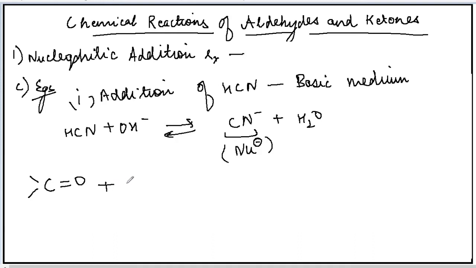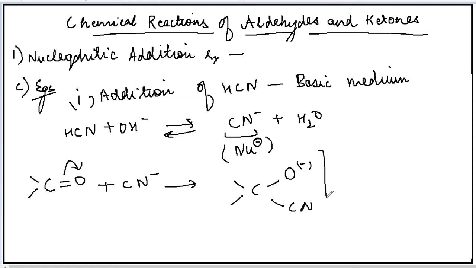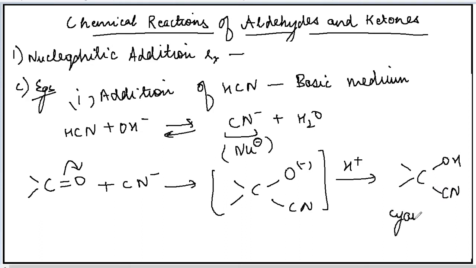When the reaction takes place, this intermediate is formed. This intermediate will take a proton from the reaction medium and give the final product, that is cyanohydrin. So the final product is formed, known as cyanohydrin. This is the first example of the nucleophilic addition reaction, that is addition of hydrogen cyanide, and the reaction takes place in presence of basic medium.